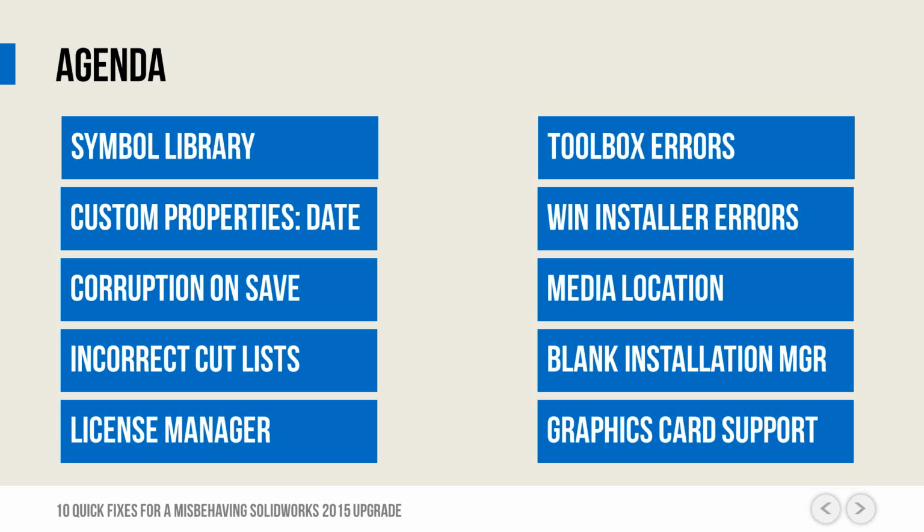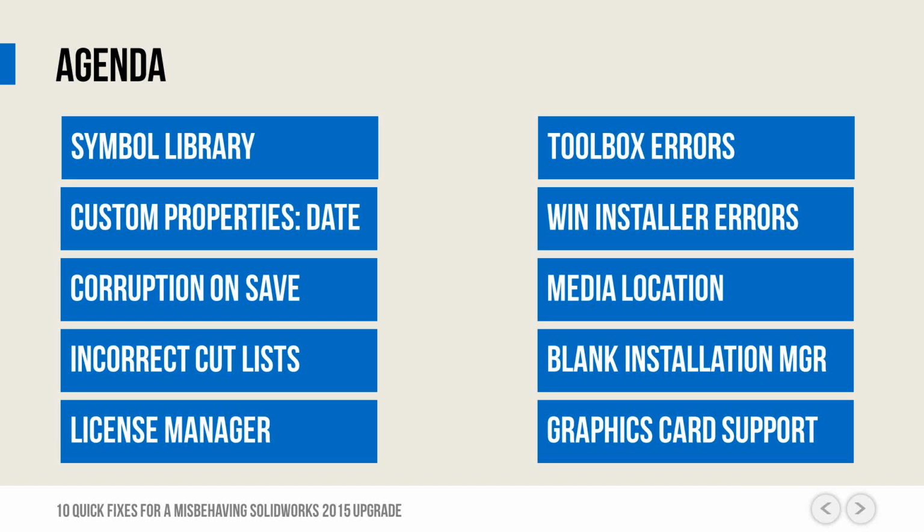License manager errors can pop up. Typically what we see is that the customer has upgraded their client system before they've upgraded the license server that serves the license to that client. So the proper way to upgrade there is to upgrade the license manager first and then client computers. And that'll resolve any issues there.